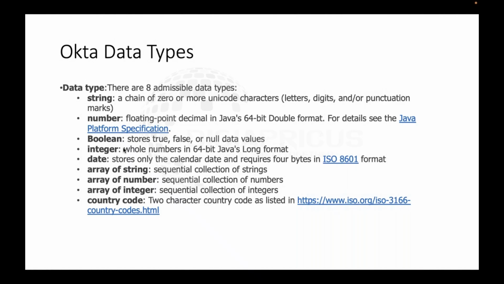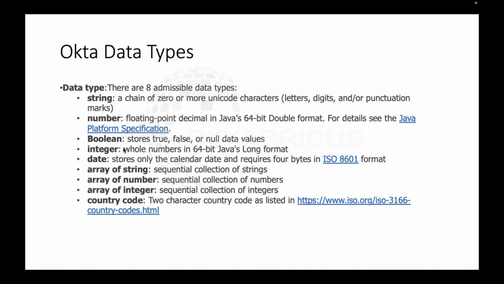Integer has to be a whole number only. You cannot have 55.8 as the integer data type; it will be a number data type. If you want to have 55.8, then go with the number data type. If you're pretty sure that you cannot have a number in the form of a decimal, then just go ahead with the integer data type. Then date only stores calendar dates and times, so that is the data type.